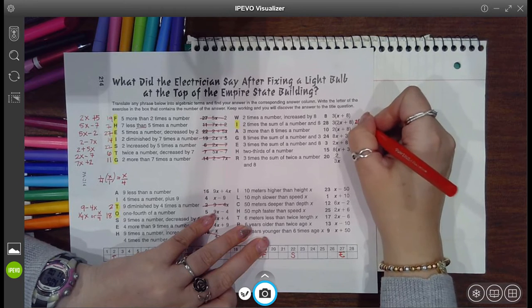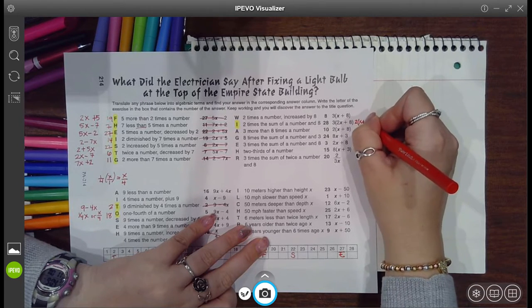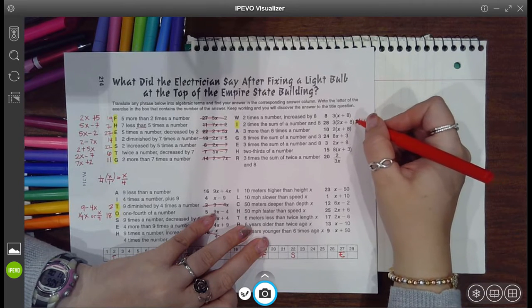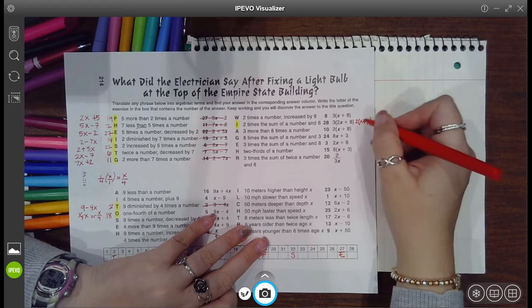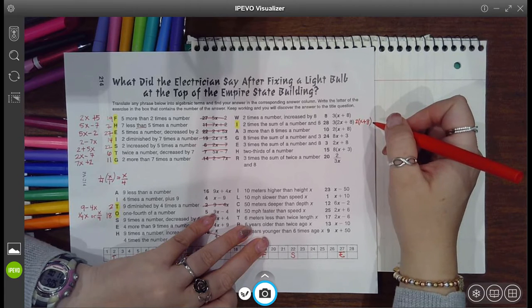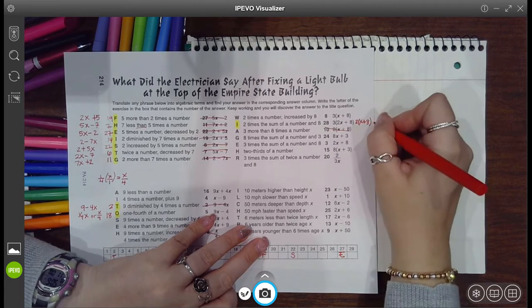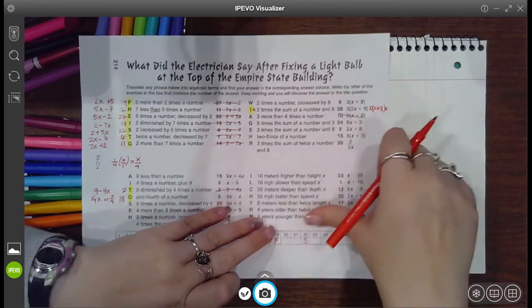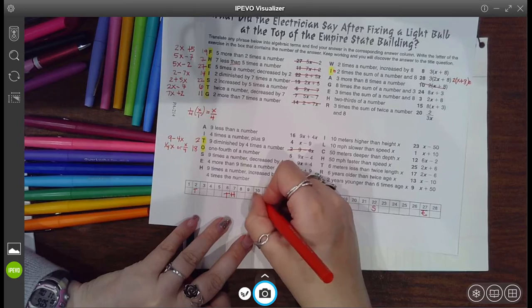A number, so some number, and 8. So 8 goes on the other side of the plus sign. And we want this whole thing in parentheses because it's not just 2 times x, it's 2 times this whole sum. So that one was right here, number 10. Okay, so I is 10, which means for 10, I'm going to write an I.